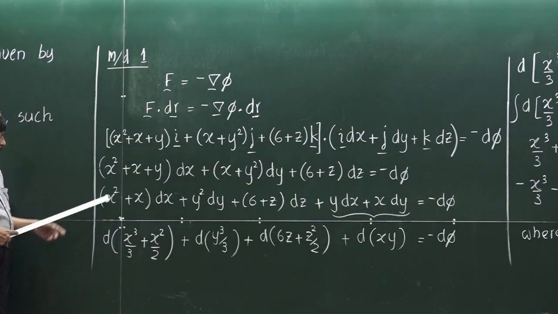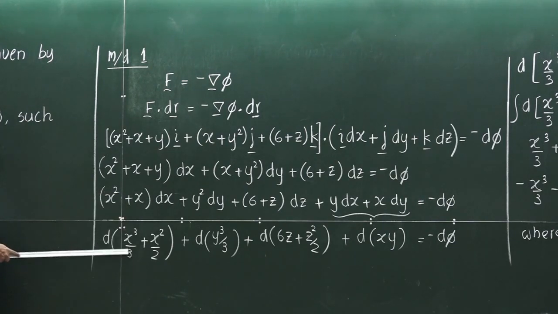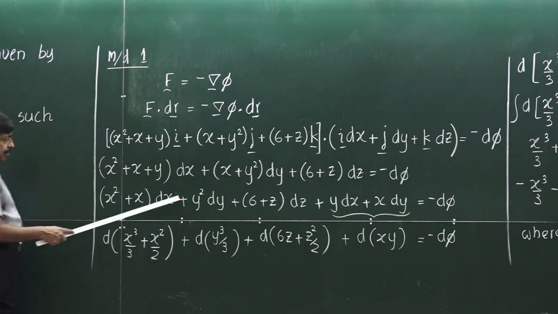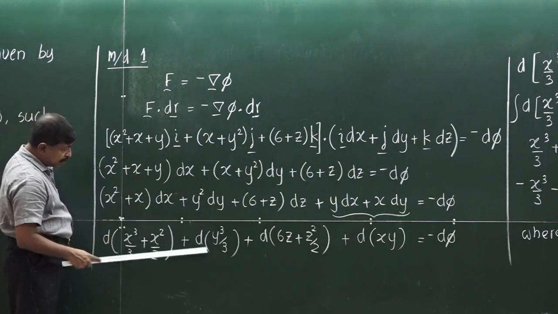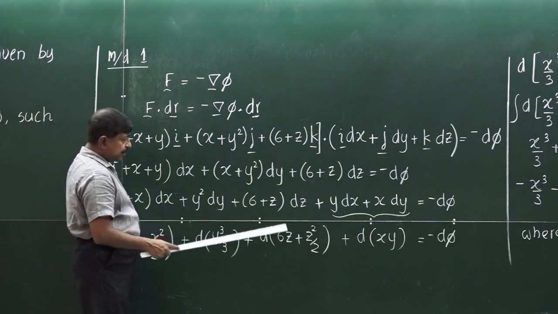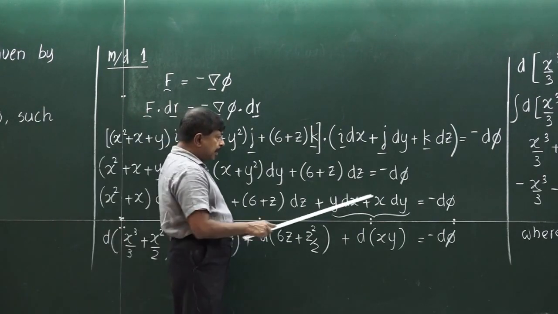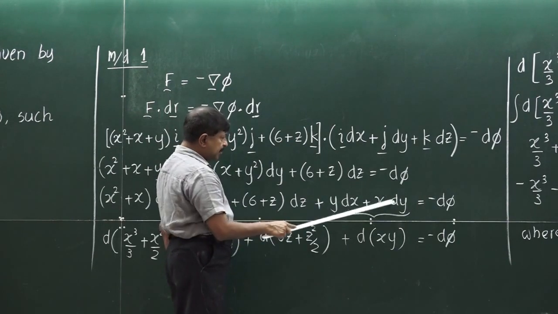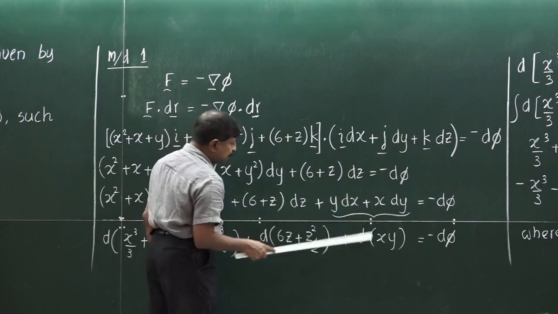Now, you can straight away integrate them, or you can write them as a derivative of something. So, you integrate this term, you have x cube over 3, integrate this x squared over 2. So, it is a derivative of this. Similarly, you integrate this one, then write it as the derivative of y cube over 3. You can do the same thing with this one. Now, this is an exact derivative. You can write it as a derivative of something.